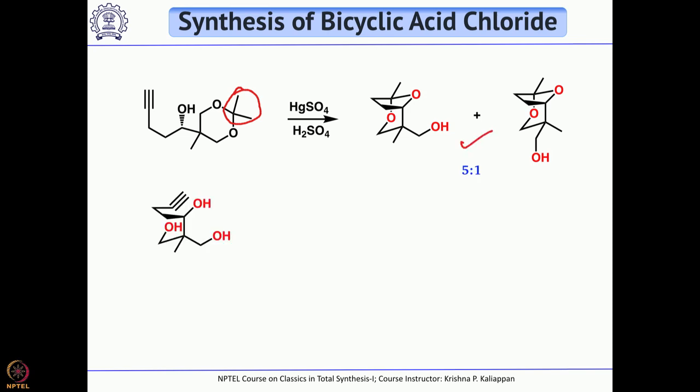As I said, if you redraw this molecule like this, then you can see here one oxymercuration, followed by this alcohol and this alcohol. One will undergo oxymercuration, and the other will undergo simple addition of water. The first will undergo oxymercuration at the triple bond, and the second will undergo addition of the hydroxyl group to the double bond. That is how you get this ketal.